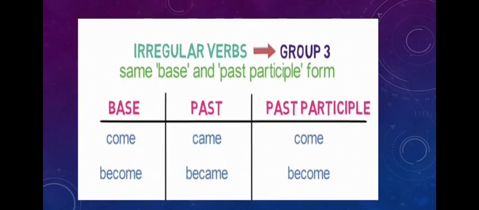Group 3, same base and past participle form. Now in this type of irregular verbs, the base form of verb will be same as the past participle, only the simple past will be different. For example, come, came, come. Now as you see, in the base form we have the word come, but in the simple past we have came, but in the past participle again it's come. Second example, become, became, become. I think you're getting me? Okay.